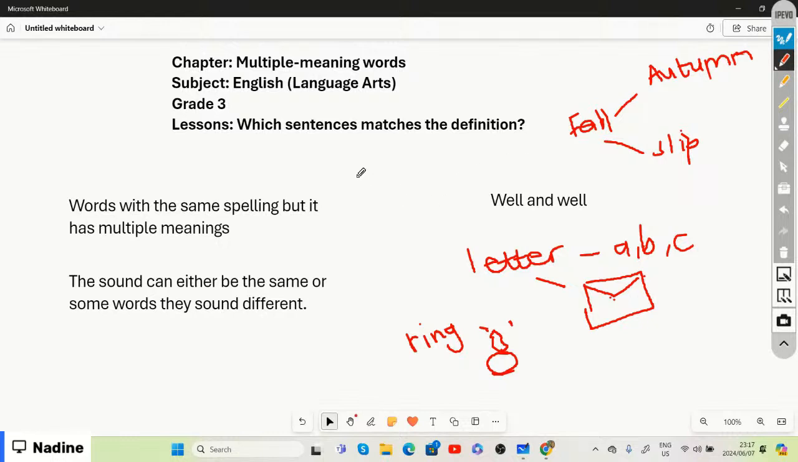And then we have brush. Brush is also a word that has multiple meanings, like brush for your teeth, like when you brush your teeth, so that is brush. And then we have a hair brush, right? So when you brush your hair.